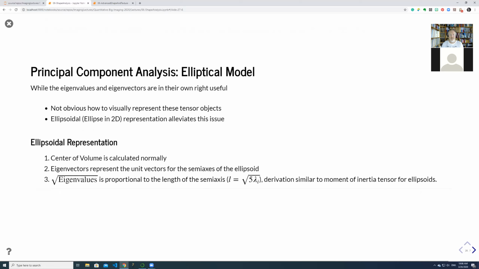You can also use it to describe the objects as an elliptical model. So instead of having a bounding box, you could have an ellipse around the object, which is rotated, and the principal components' eigenvalues tell how this ellipse should be shaped.